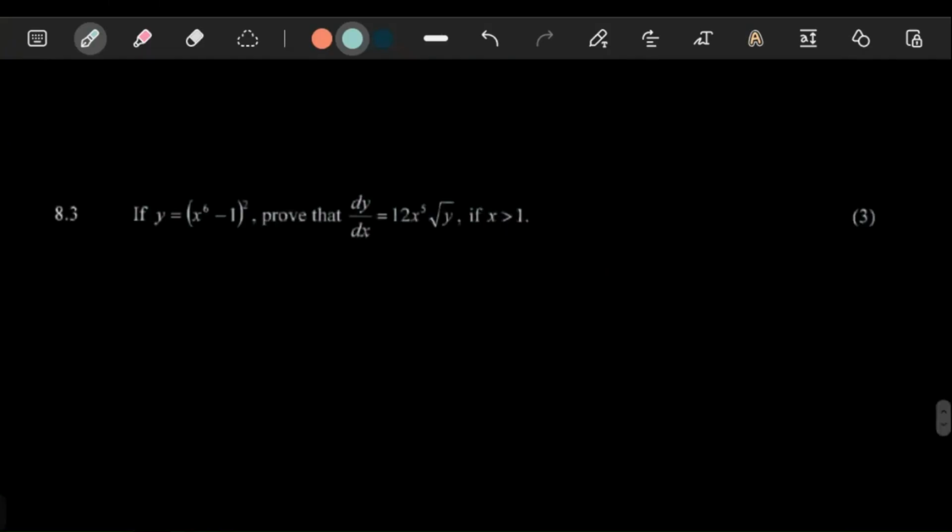8.3 says if y is equal to this expression, prove that this is 12x to the power 5 with y to the power of half. The crazy thing is y is on the right hand side, which is a bit weird, but it just is. Fortunately, since it's a 3-mark question, we don't want to overthink it. So let's just differentiate this and see what happens.